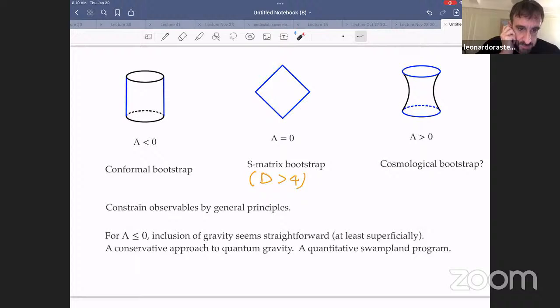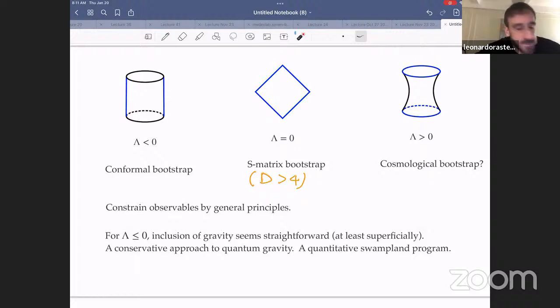And so there's a sense in which this way of thinking about the problem, this bootstrap philosophy of constraining observables subject to certain general principles, is both safe because we are not making any detailed dynamical assumption, and also kind of conservative. It would seem, at least superficially, that the inclusion of gravity is straightforward, at least if the cosmological constant is negative. The bulk graviton is dual to a boundary stress tensor, and we are in the standard frame of conformal field theory. And even in the case of flat space, we are just adding a spin two massless particle to the mix. It doesn't really seem to be such a big deal.